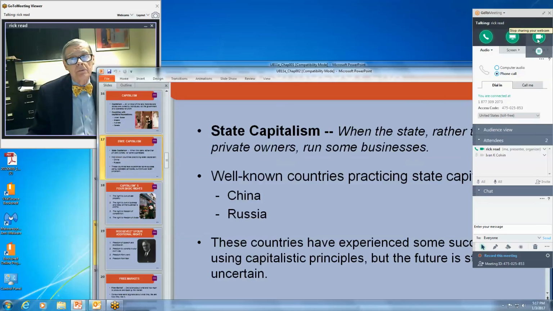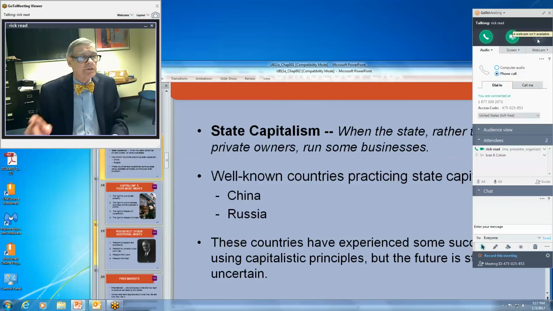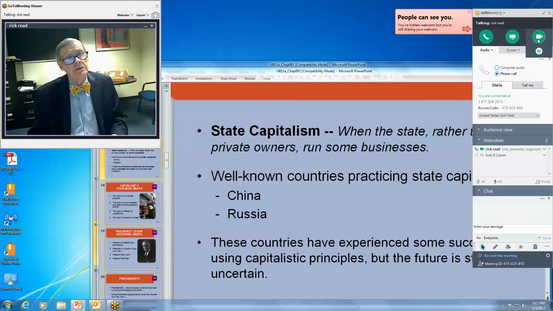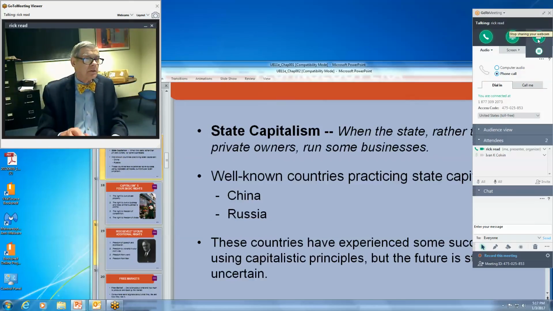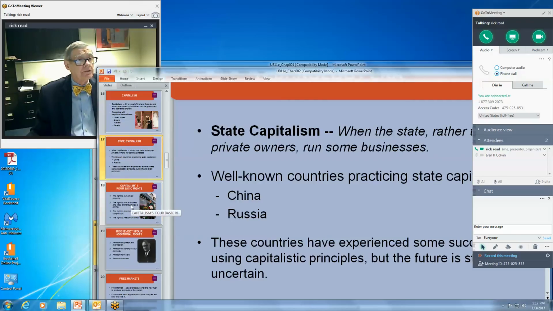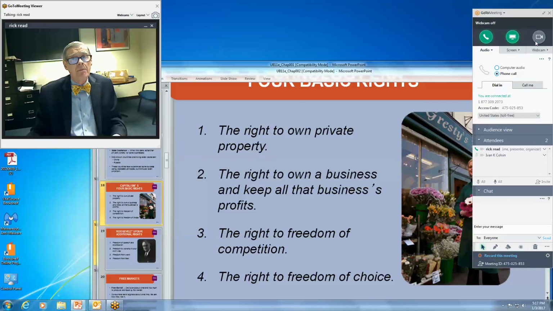State capitalism, a little bit different. This is where a state, now this is kind of what you have in China today. The state, rather than private ownership, operates businesses. And notice it only says China, but it says Russia as well. Yeah, probably maybe even more true in Russia than it is in China, although China still has a lot of state-operated businesses. They've had some success, but unless they completely embrace capitalism, then it's probably never going to be a true capitalism or true free market.